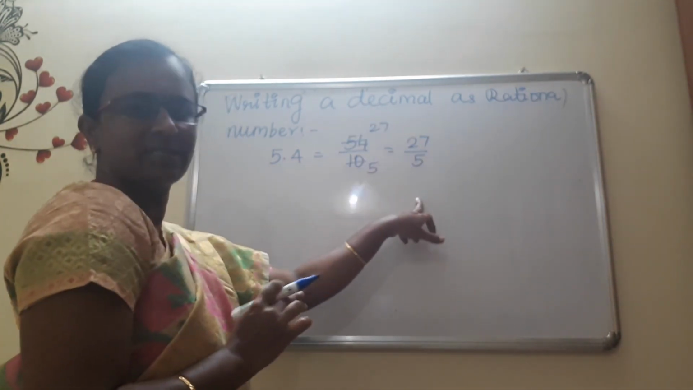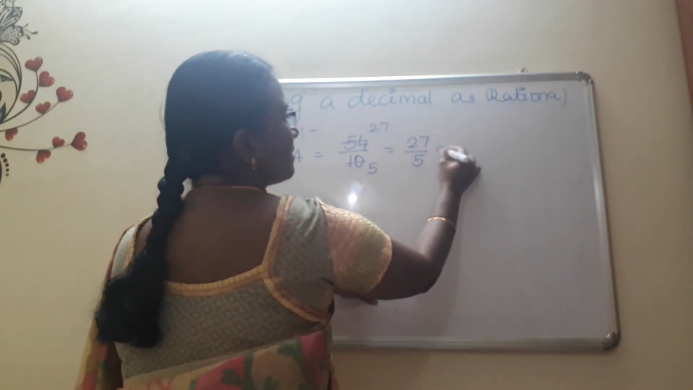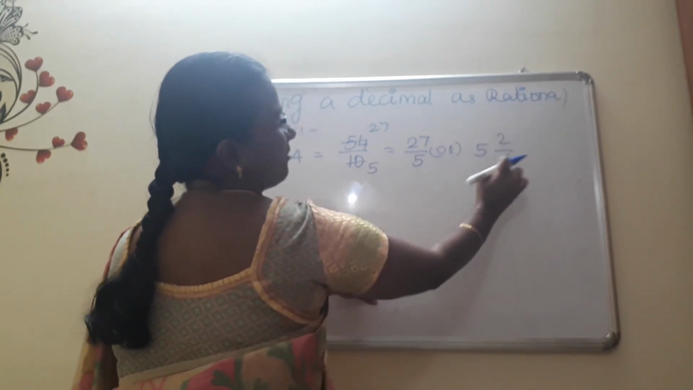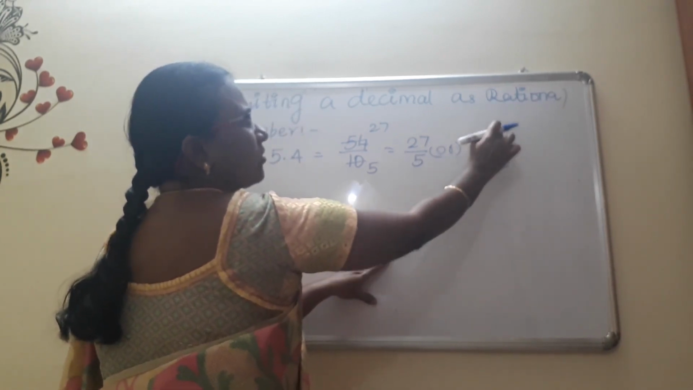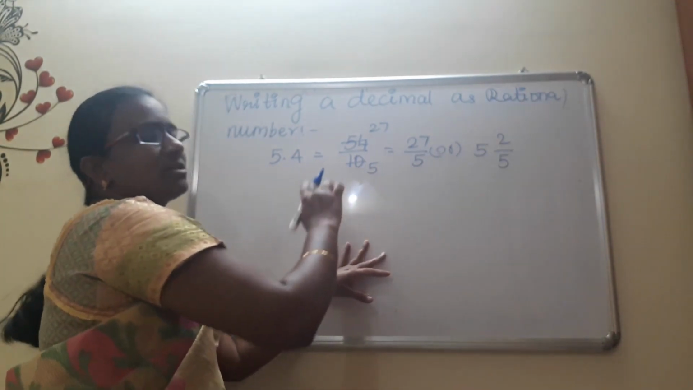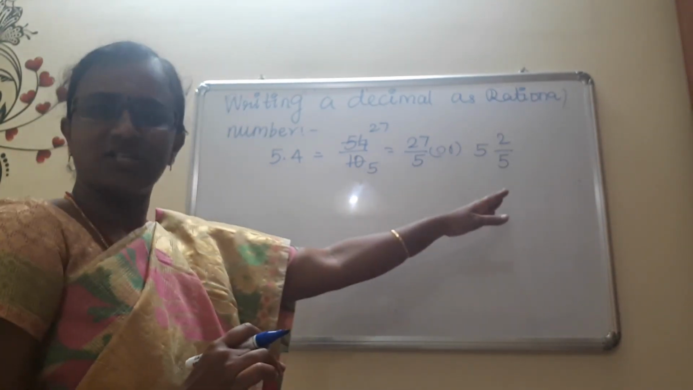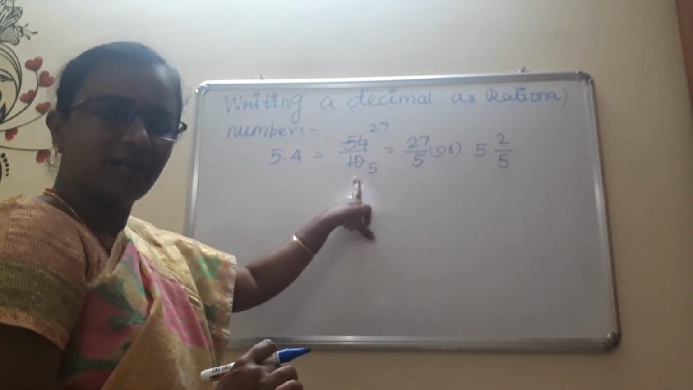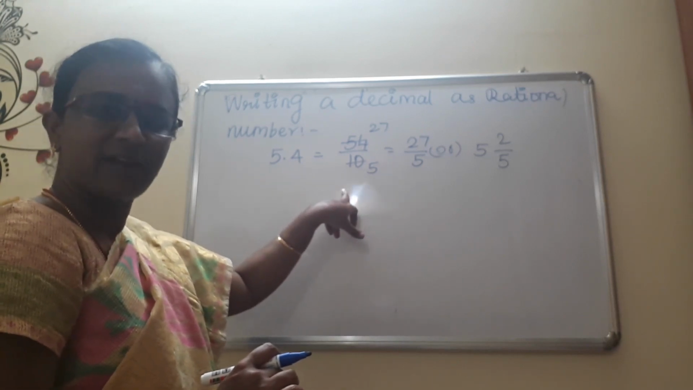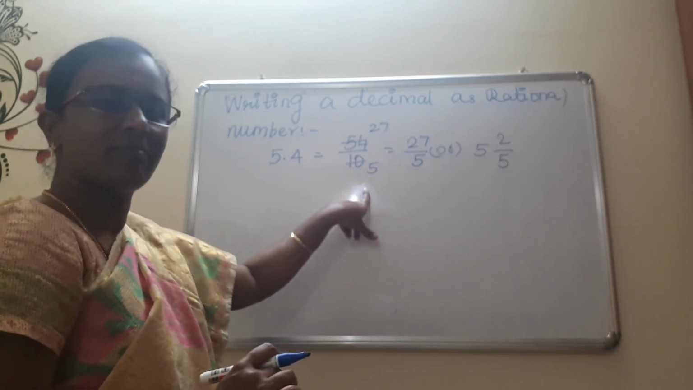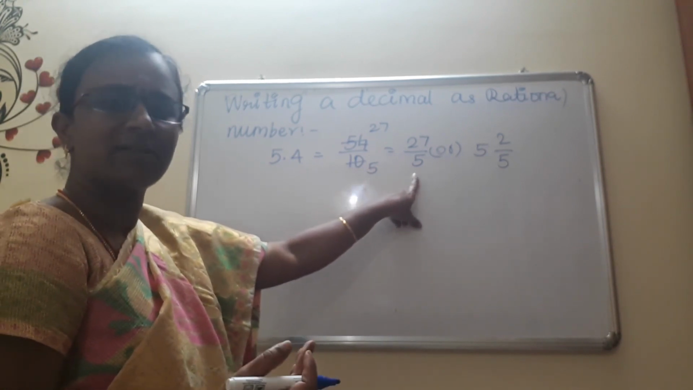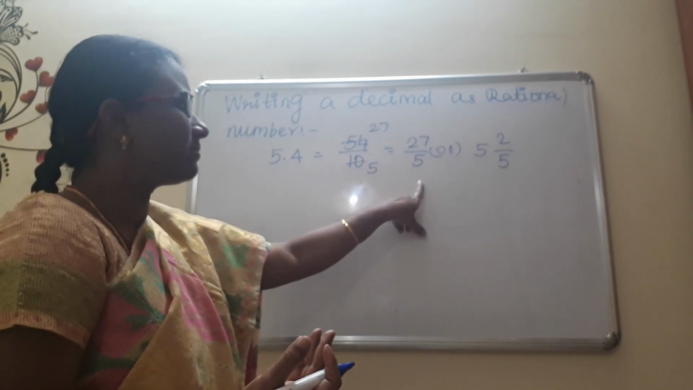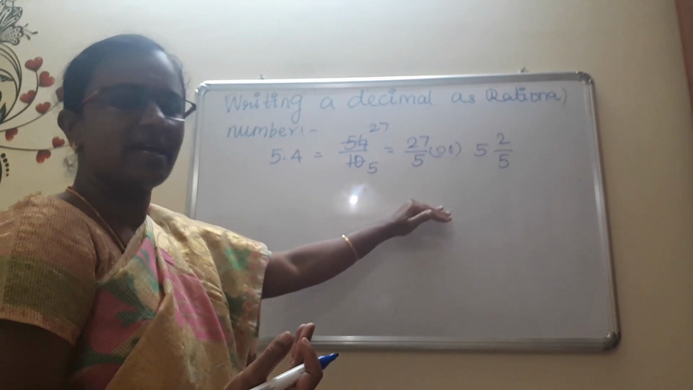So 27 by 5, or otherwise you can convert it into a mixed fraction, 5 2 by 5. 5 5s are 25, 25 plus 2 is 27. So 27 by 5 is also a rational number. So 5.4 is changed into 54 by 10, then I can reduce this fraction to the simplest form, 27 by 5. It is an improper fraction, so we can easily convert it into a mixed fraction. So 27 by 5 or 5 2 by 5. So it is a rational number.